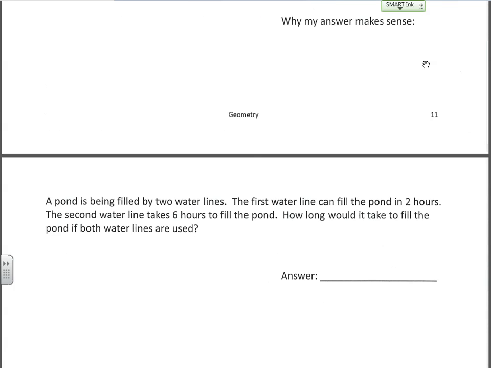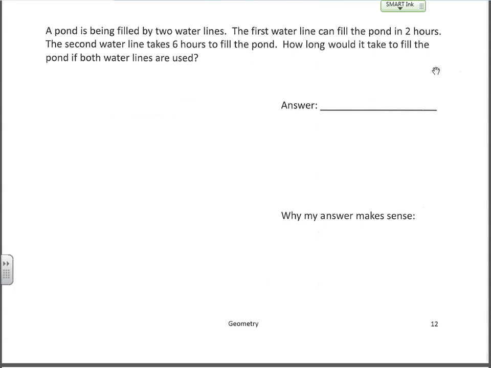Okay. Second one: a pond is being filled by 2 water lines. The first water line can fill the pond in 2 hours. The second water line takes 6 hours to fill the pond. You're in a hurry, so how long would it take to fill the pond if both water lines are used?